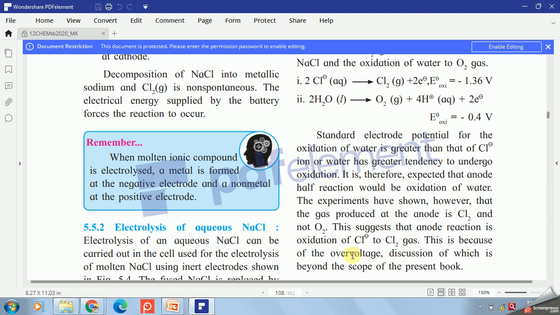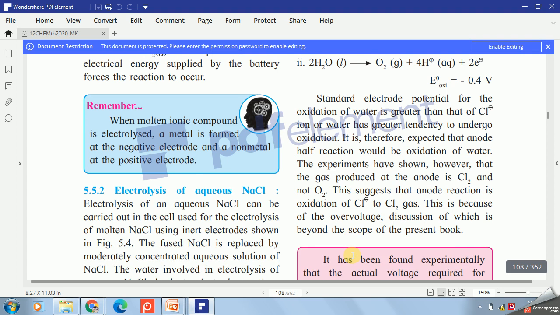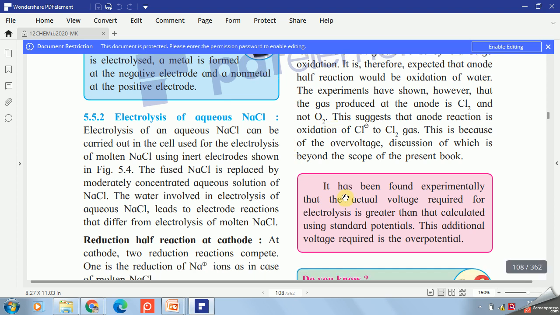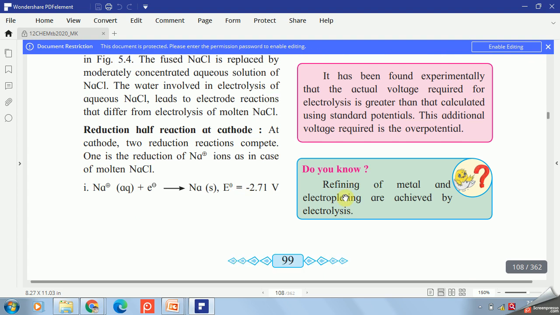That is not the scope of this syllabus, but it has been found experimentally that the actual voltage required for electrolysis is greater than that calculated using standard potential, and this additional voltage required for the reaction is called overpotential or overvoltage. Okay, so I think all of you understood it is overvoltage. So this is about the electrolysis.